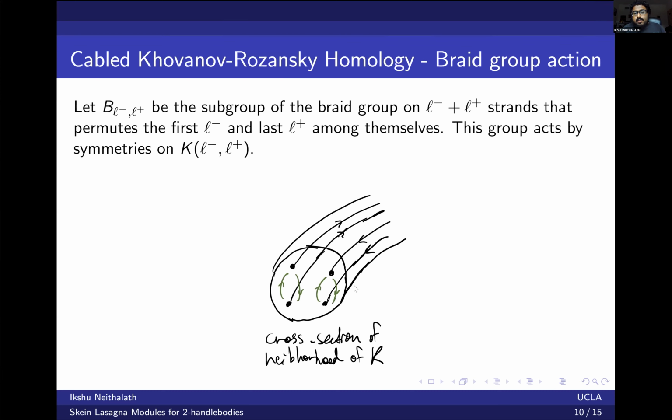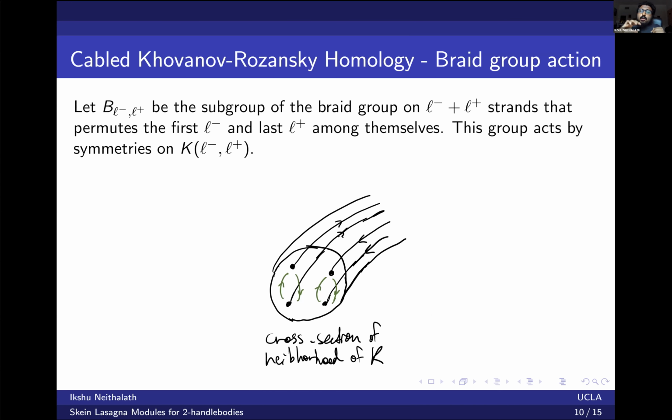Here's a cross section of a neighborhood of the knot. So think of the neighborhood of a knot as a copy of D^2 times S^1. Here's the D^2 factor, and the S^1 goes around this way, but I've just sliced it somewhere. So here are a few components of my cable. 2 of them are coming towards us, 2 are going away. They intersect the disk in a few points.